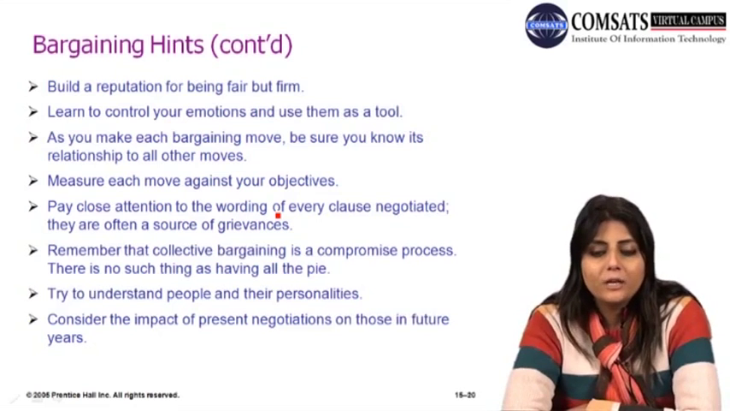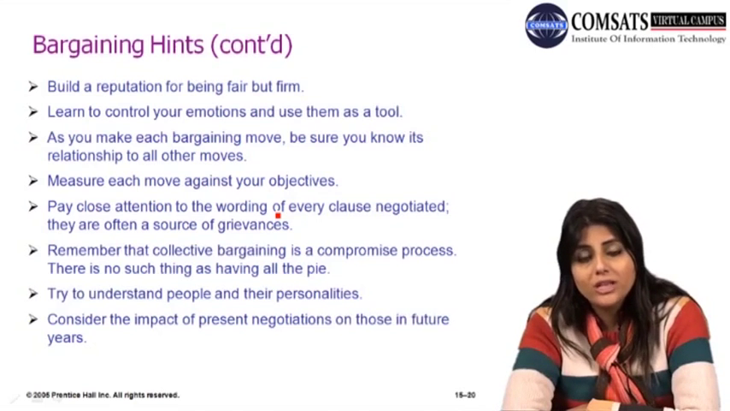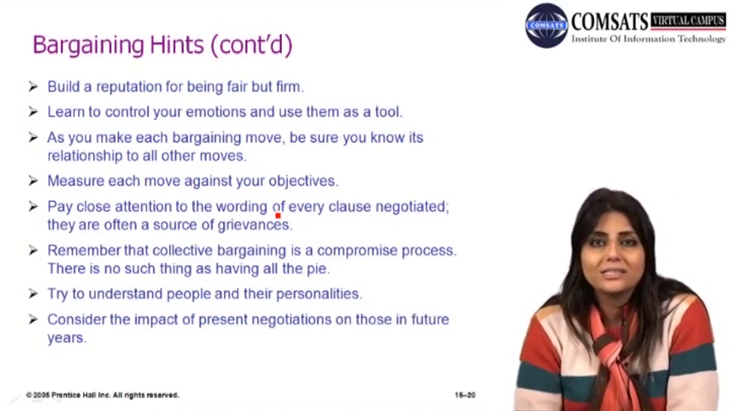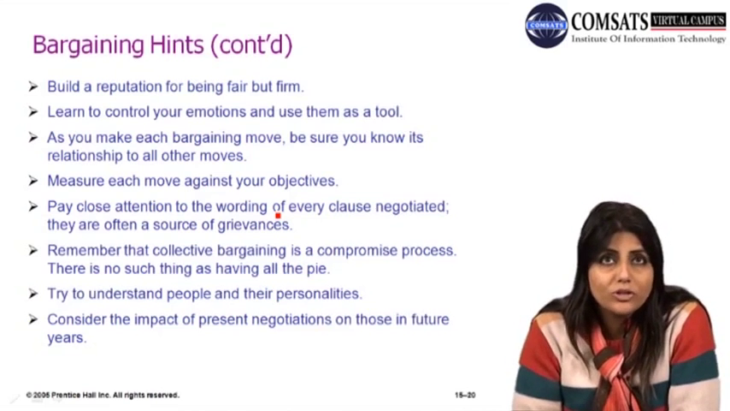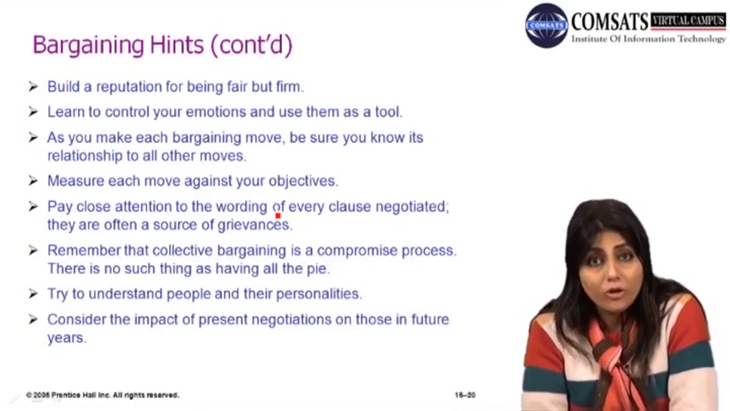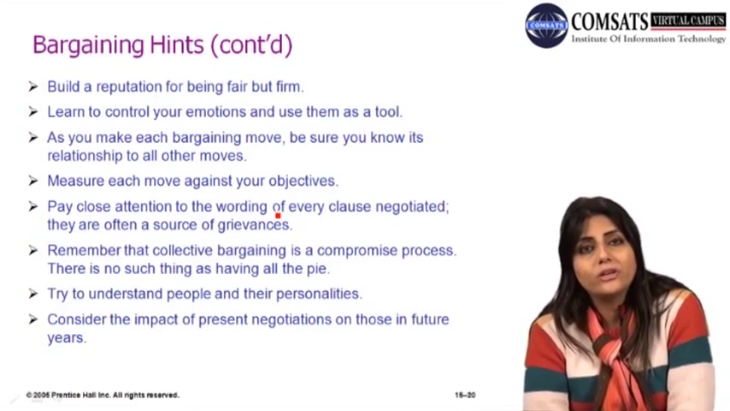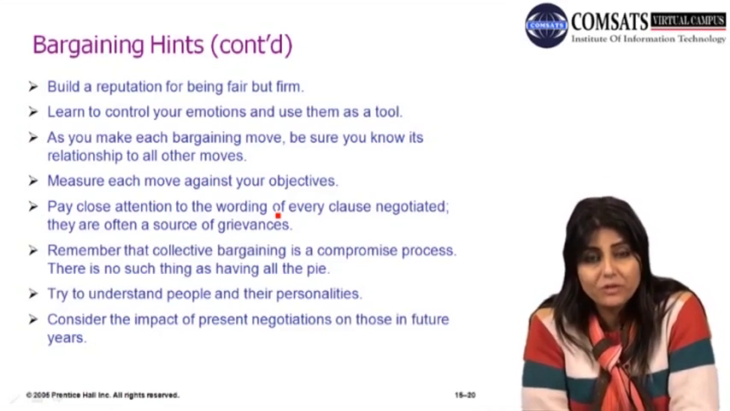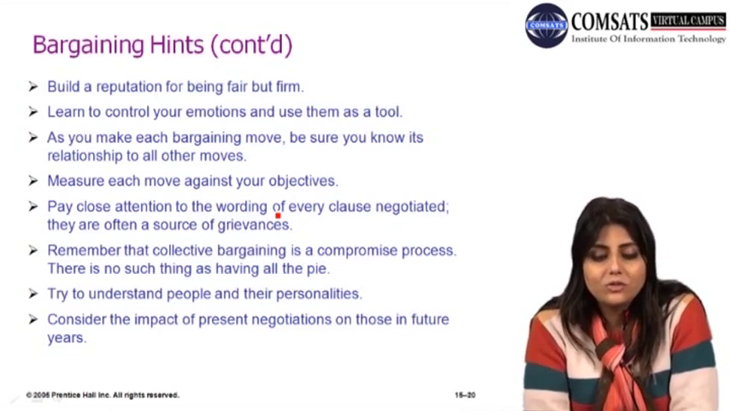So as you make each bargaining move, be sure you know its relationship to all other moves, right? Because there are a number of items on the bargaining list which are mandatory for you to discuss. So how are those items interrelated, how is one action, one policy, or one proposal of yours going to influence the other proposals? What are the different priorities that you have? What are the different priorities that the other party has? How have they set those priorities? What are the effects of those priorities? What are the after effects of accepting those priorities, and so on? You need to make a detailed analysis of all this.